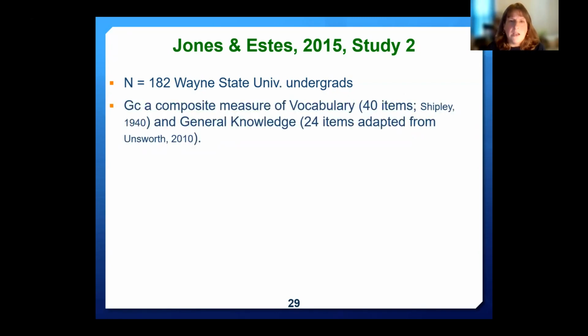So the first study was done at the University of Warwick, where he was in the UK, and then the second study was done at Wayne State. The crystallized intelligence consisted of a composite measure of vocabulary using the Shipley vocabulary measure and a general knowledge questionnaire, which were 24 items adapted from Unsworth. And that's, by the way, his research is where I got the idea to get this composite measure, which I've used in a couple studies since then.